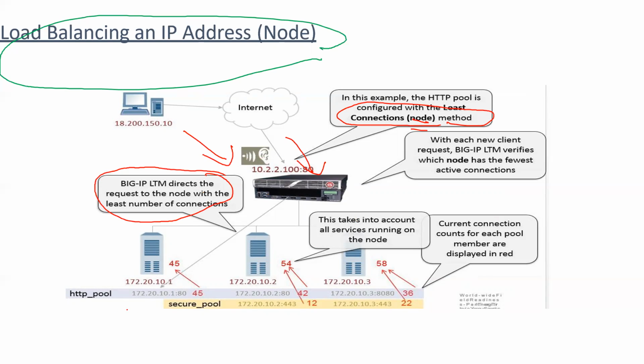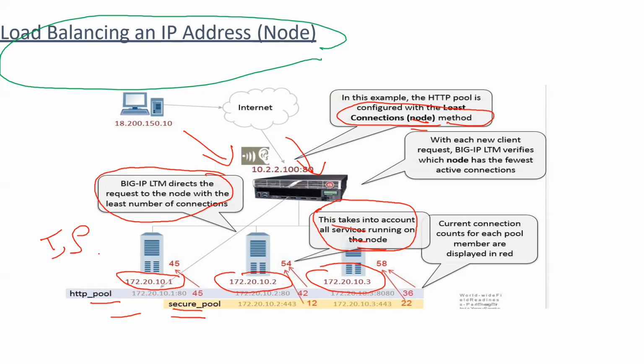In this case, it will not see which pool member has the least service. It will see only the node. We have three nodes: 172.20.10.1, 172.20.10.2, and 172.20.10.3. Can you see that this load balancing algorithm will not take account of your pool member? It will take account of all services running on the node. So it will just take account of the IP address.